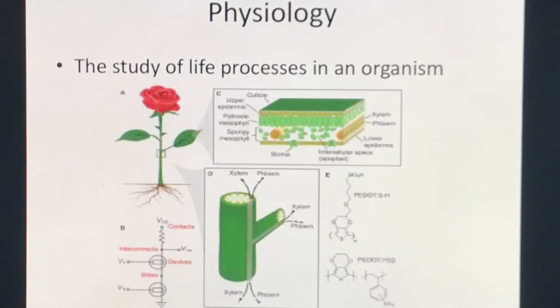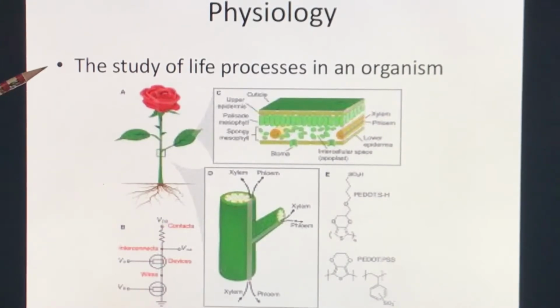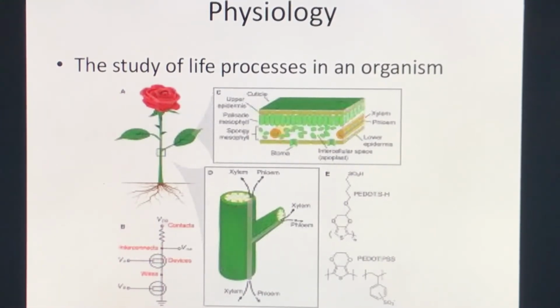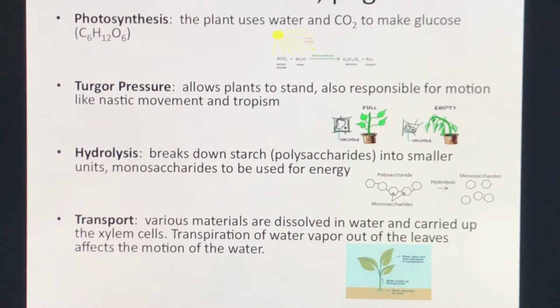Alright, so in this particular module we are looking at what's considered plant physiology, and that is just another way of describing the study of life processes in an organism. And obviously for this chapter we're looking at the different life processes in plants. And so the first essential or critical component of plant life is definitely water.